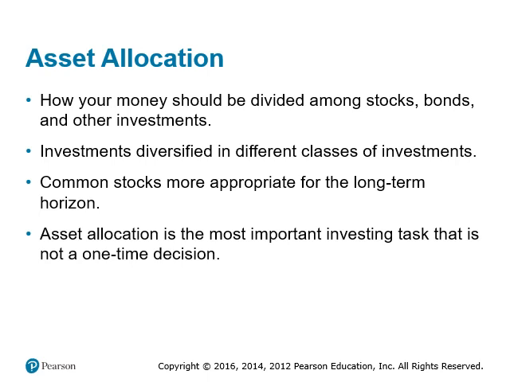Common stocks are more appropriate for a long-term horizon. Asset allocation is the most important investing task. That is not a one-time decision. It's not that once you decide on a particular asset allocation, that's it for you. You have to review again. You have to check all the time. It's the most important investing task that one has to do all the time.